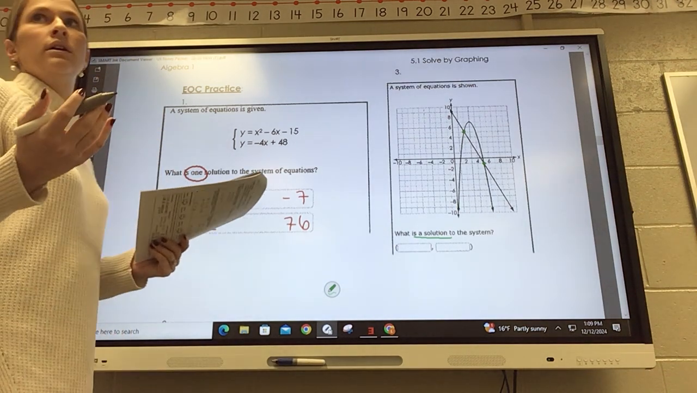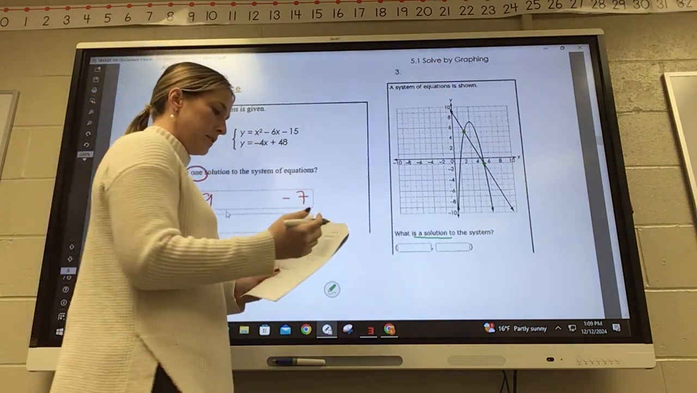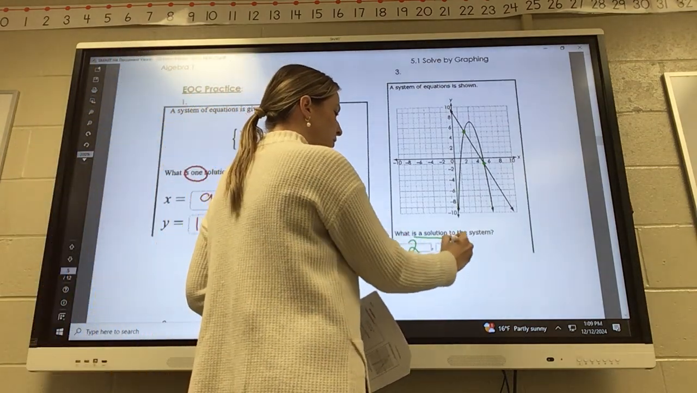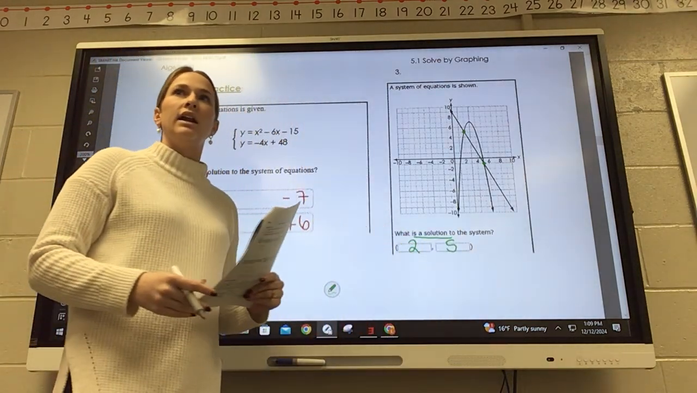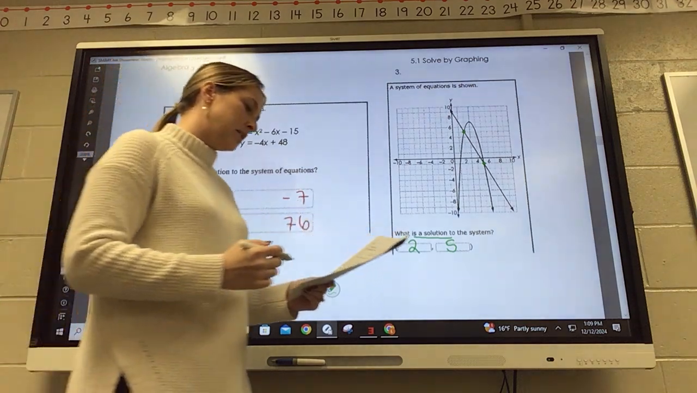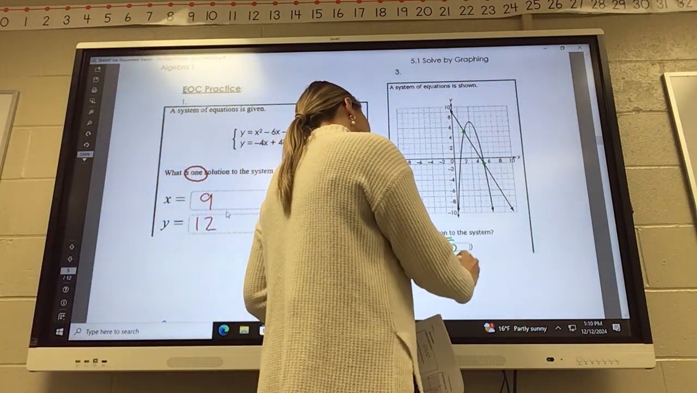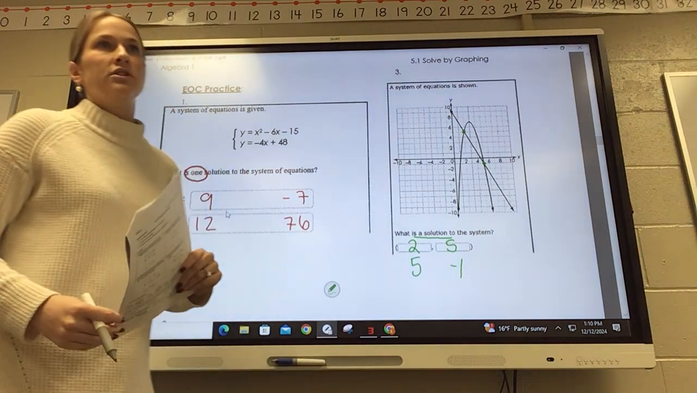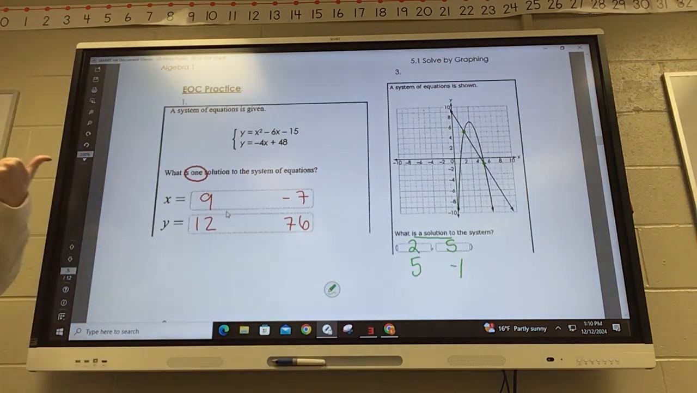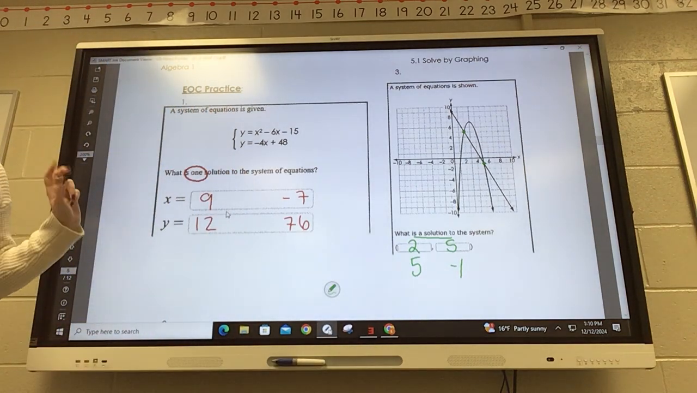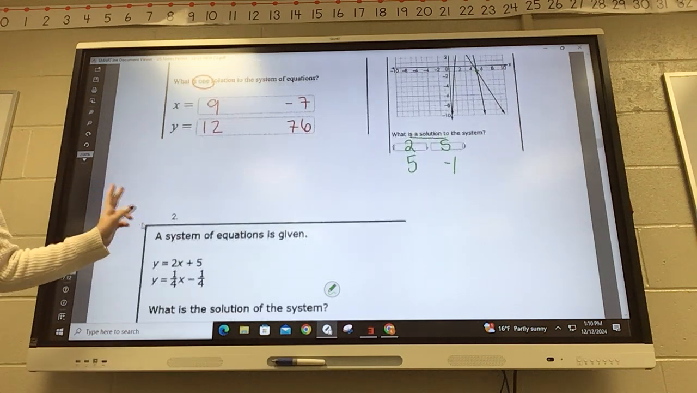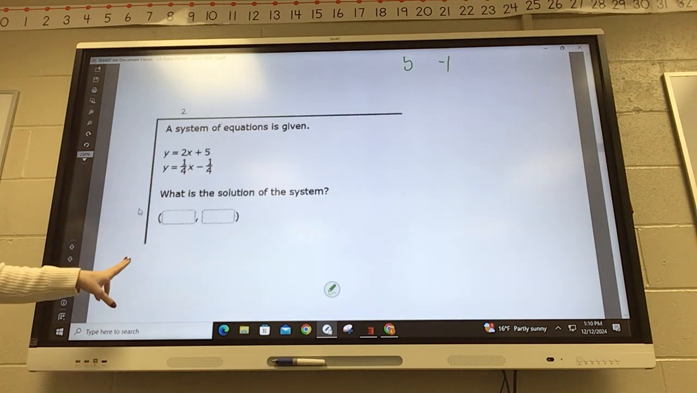Who can give me one of the 2? Marley? 2 and 5 could have been one answer, and what was our second answer that we could have had, Dean? 5 and -1. So I don't care which one you had, you just needed one of the two. Were we okay with that one? Just be careful that you don't mix up your x and your y. Your x goes first, your y goes second.